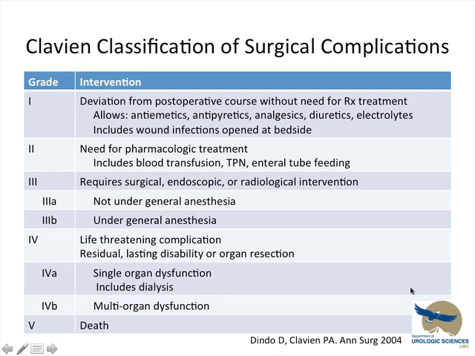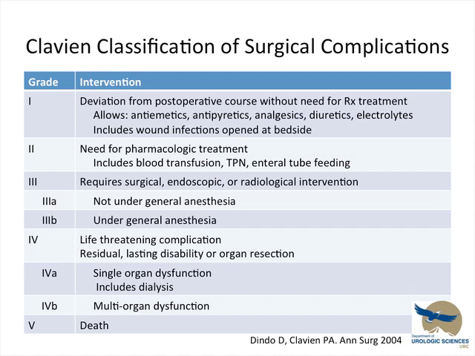So the most recent version of the Clavien classification system consists of 7 subgroups, 5 grades. Grade 1 being any deviation from the normal postoperative course, not requiring surgical or pharmacologic intervention. It allows for antiemetics, antipyretics, analgesics, diuretics, and it also includes wound infections opened at the bedside. Grade 2 complications are complications that require pharmacologic treatment. This includes blood transfusion, TPN, enteral tube feeds, antibiotics, those sorts of complications.